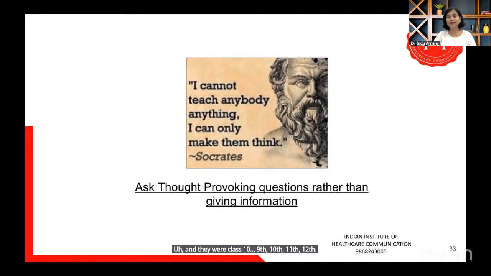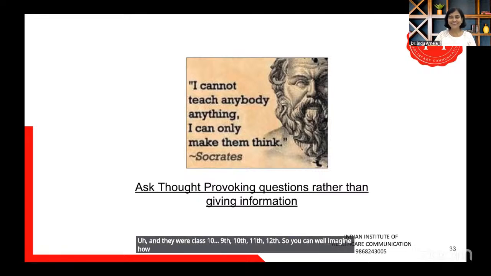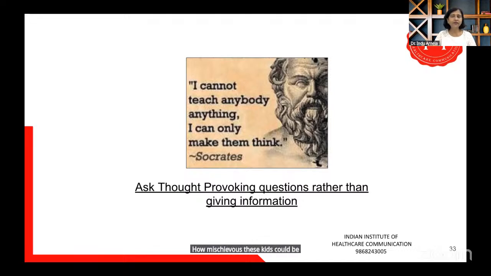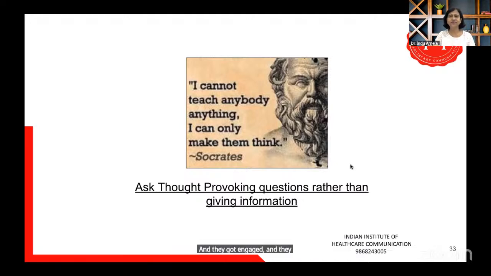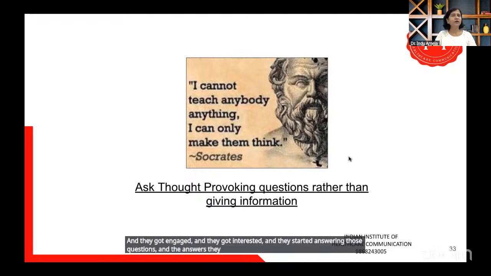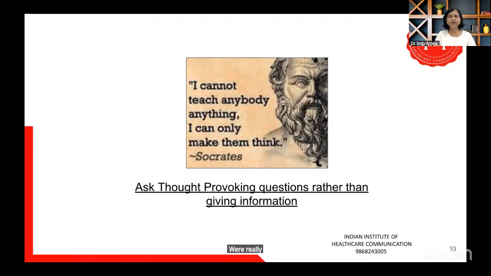So you can well imagine how naughty these kids are, how mischievous these kids could be. But I made sure that rather than doing the talking and preaching, I just started asking them questions. And they got engaged and they got interested and they started answering those questions. And the answers they gave me were really very insightful and they were a very rich experience for me as well. So it takes time to bring this into your strategy.